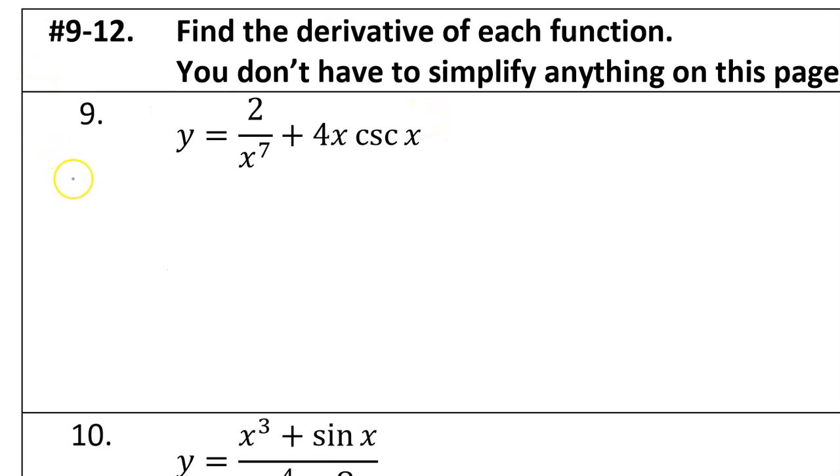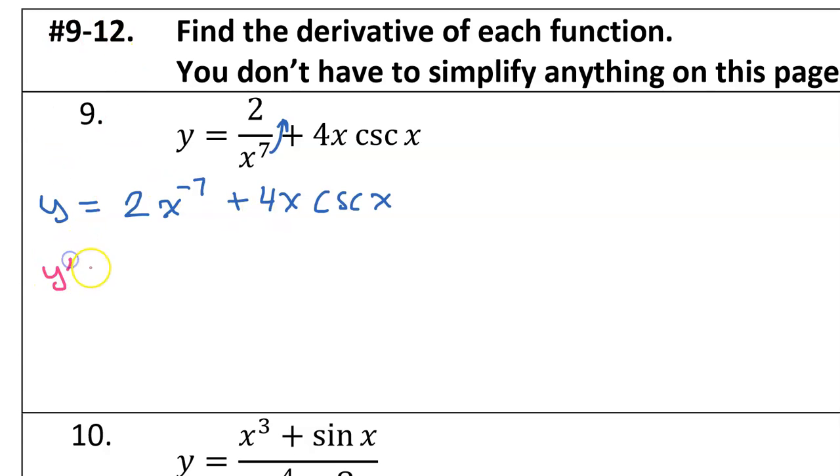For the next few problems we're just finding the derivative. For problem number 9, I want to rewrite it first before I try to find the derivative. So I'm going to take the x to the 7th power that's in the denominator, and I'm going to move it out of the denominator. So I will have 2x to the negative 7 power plus 4x cosecant x. Now I'm ready to find the derivative.